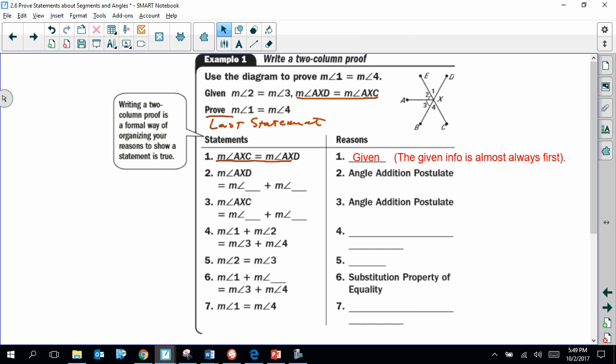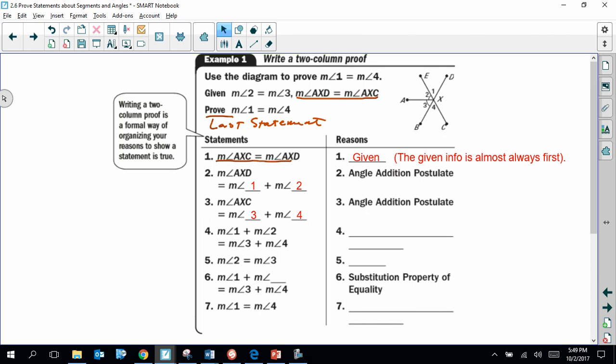Well, the measurement of angle AXD is going to be made up of two other angles, in this case angle 1 and angle 2. If I take the sum of those two, I get angle AXD. That's recognized as the angle addition postulate, saying if I add two angles together, I get another bigger angle. Same thing with angle AXC. Angle AXC is the sum of angle 3 and angle 4. So we use the same reason for both statements.